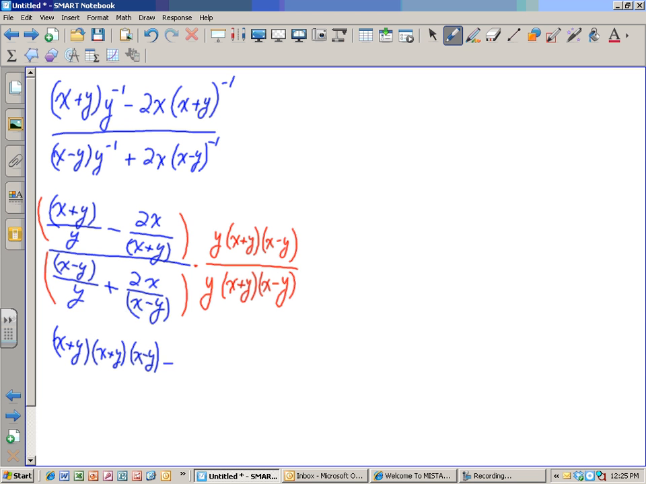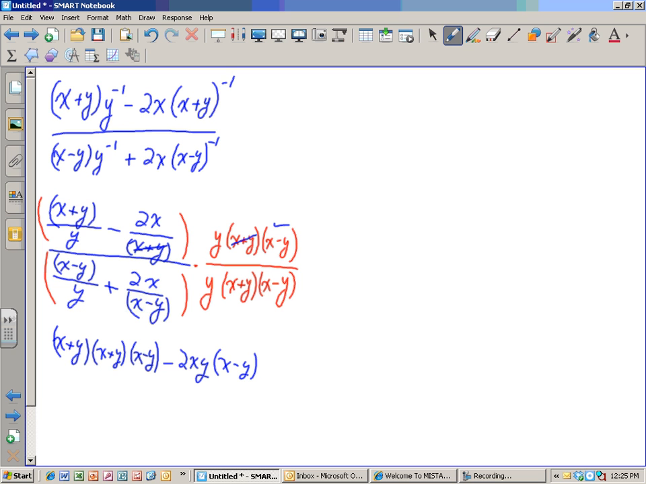Minus, the x plus y's will cancel out now, won't they? This x plus y and this x plus y will cancel out now, right? And so I'm left with 2xy times x minus y. You follow that? So in my numerator, I've gotten rid of these two denominators.